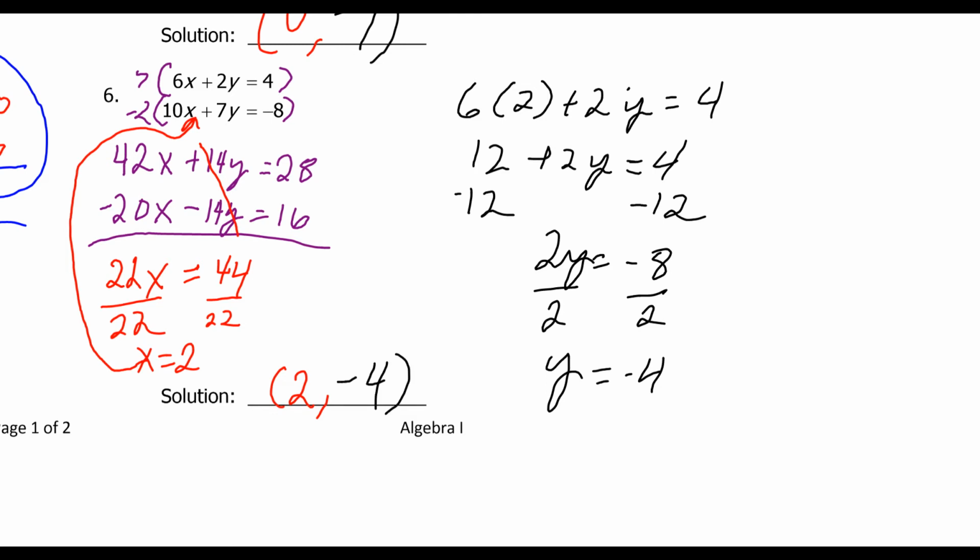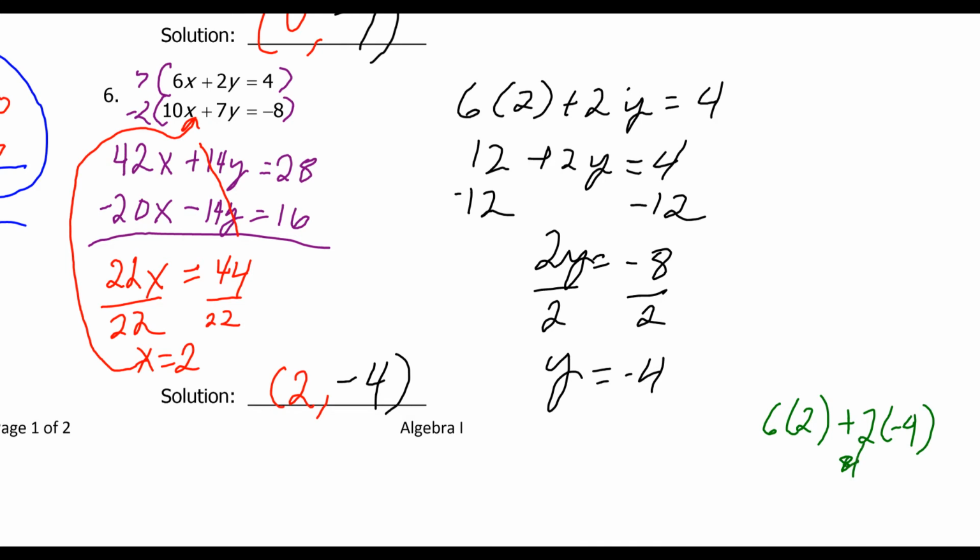Alright, now, just to double check this, if we plug 2 into the top one, that'd be 6 times 2 plus 2 times -4. That's going to be 12 and -8. 12 minus 8 is 4.